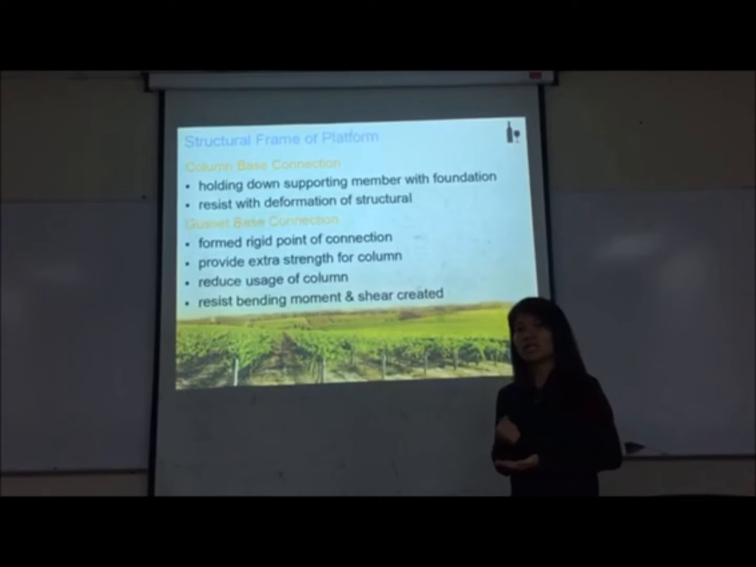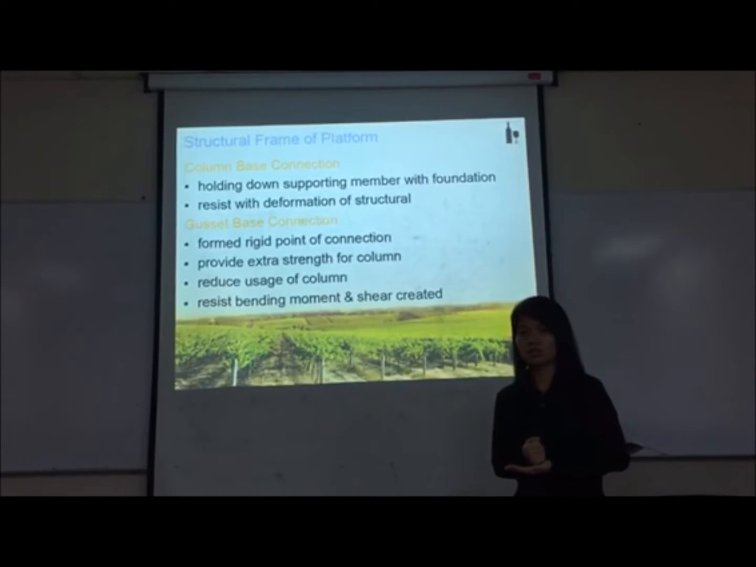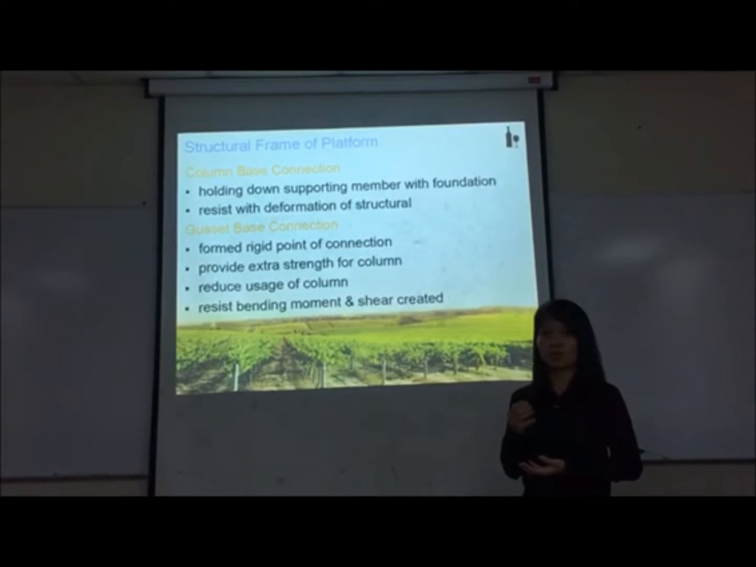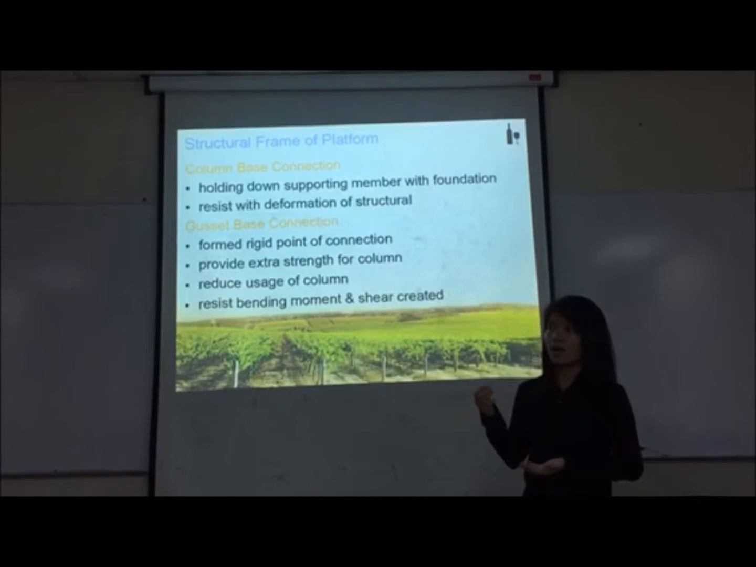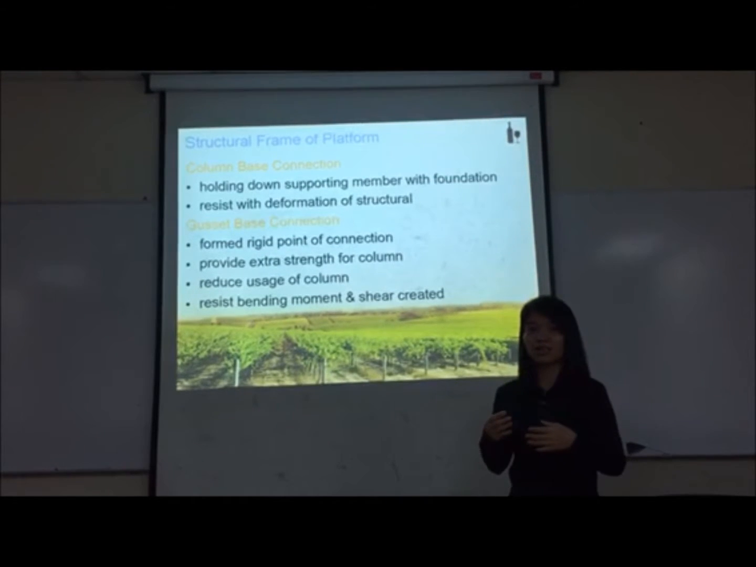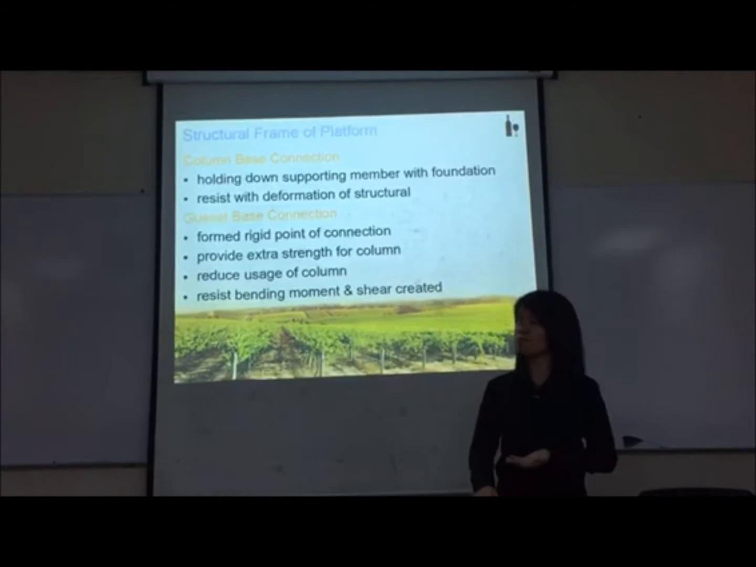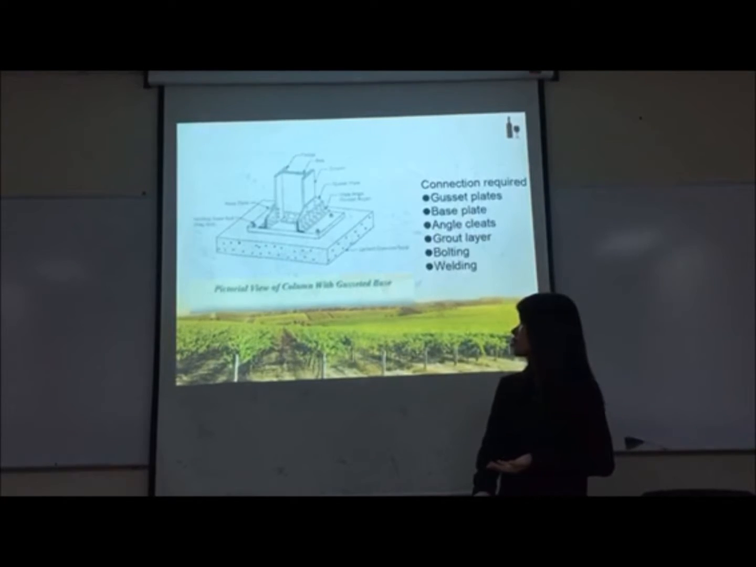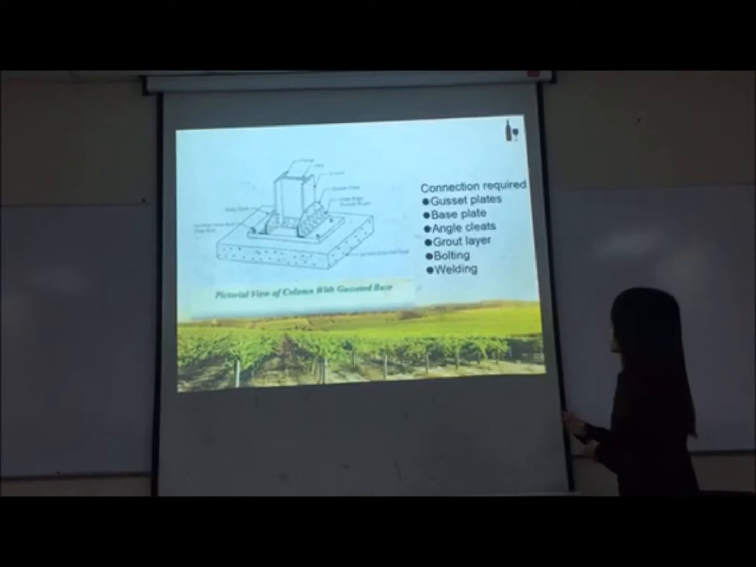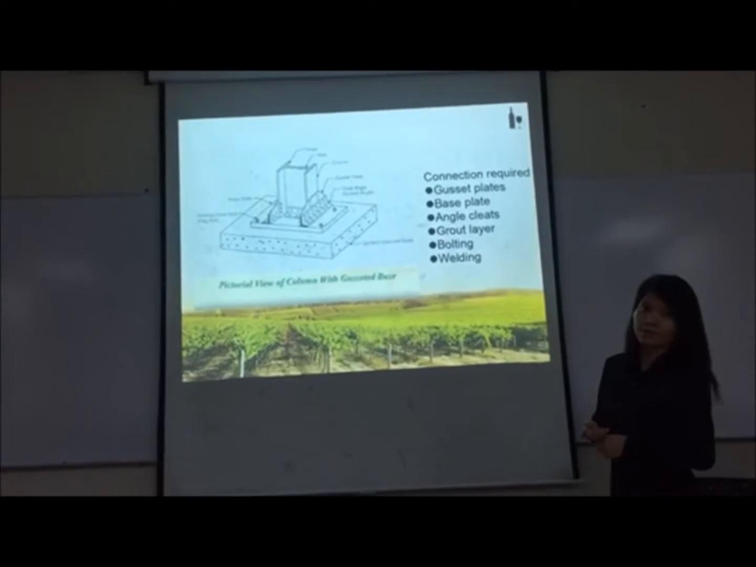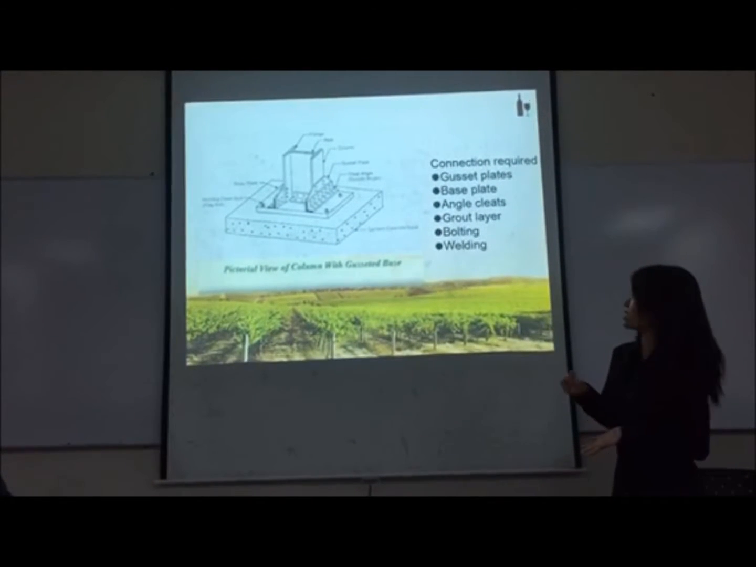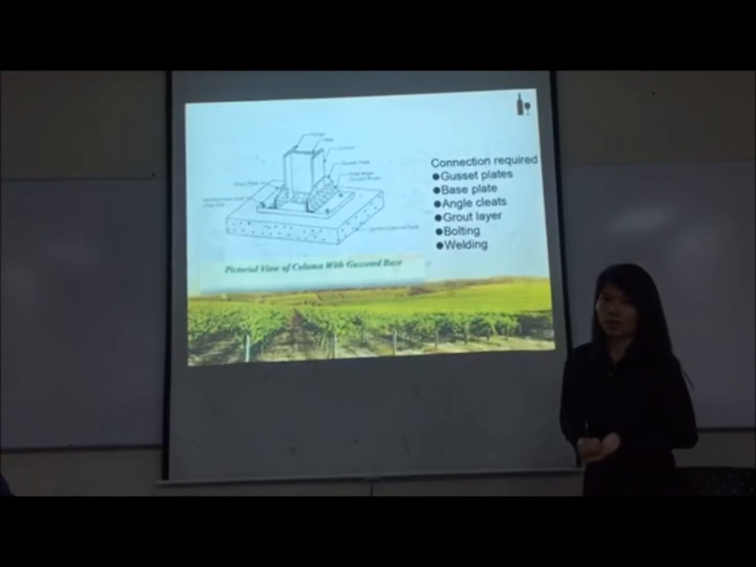The gusset base is suitable for the underground foundations because it holds down the foundations with the supporting member, which is the column, with connections by bolting and welding. This type of gusset-base connection requires gusset plates, base plate, angle cleats, grout layer, and bolting and welding.